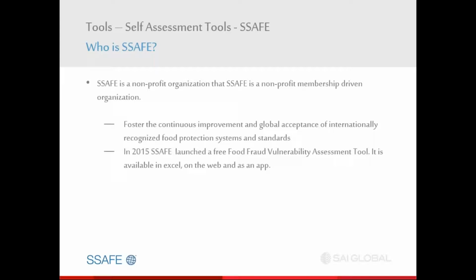So who is SSAFE? They are a nonprofit organization. So it is nonprofit and membership driven. They foster continuous improvement and global acceptance of internationally recognized food protection systems and standards. In 2015, back when BRC kind of started doing the food fraud, they launched a free vulnerability assessment tool. It is available in Excel, on the web, and also as an app. So you just go to their website, and all of that stuff is right there for you to use. It's very handy.